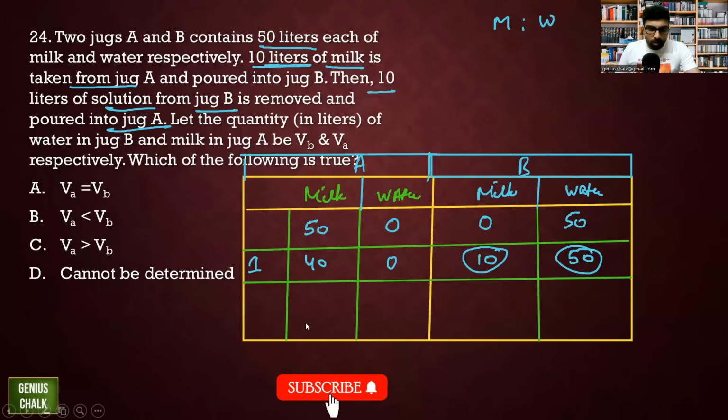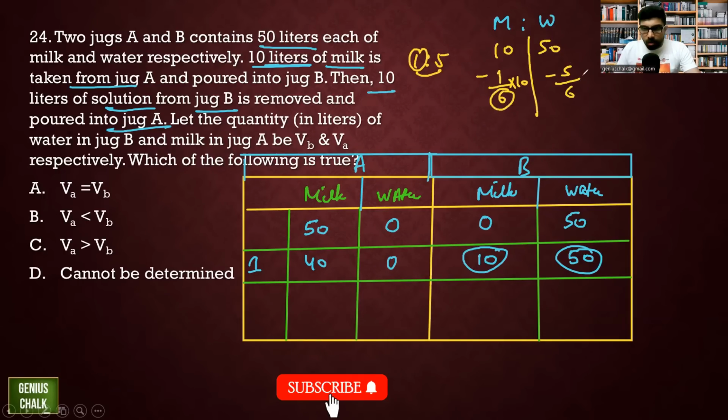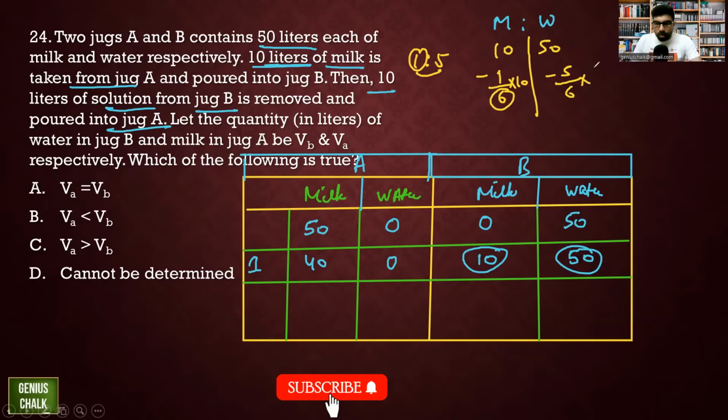So let's transfer now. So this milk is 10 and water was 50. Now let's take it out. So the ratio was 1:5. That means 1/6 into 10, and here 5 by 6, one part out of total 6, 5 parts out of total 6, into 10. So just take these numbers out. So if you take these numbers out, this is 10 by 6, and this is 50 by 6. These things have to be added up here.